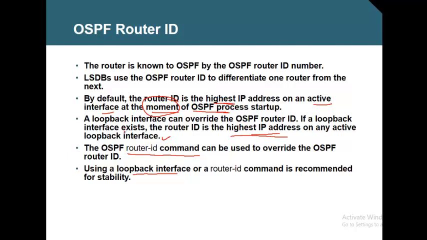Now, if you don't have a loopback interface, it's going to pick from the physical interface. Later, if you give a loopback interface with an IP address, or if you configure the router ID manually using the router-id command, it will not be used immediately if a router ID from the physical interface is already taken and shared with the neighbor.